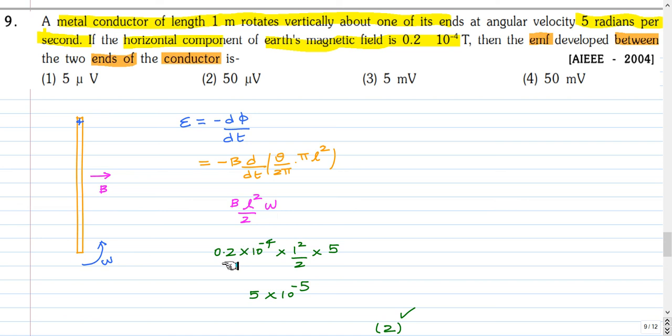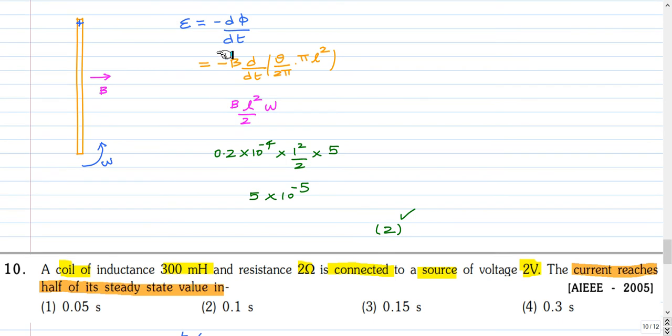The value of B is 0.2 into 10 to the minus 4 Tesla, L is 1, and the angular speed omega is 5 radians per second. So putting these values, we get the value of induced EMF as 5 into 10 to the minus 5, which is 50 microvolts. The correct option is option 2. This is the next question.